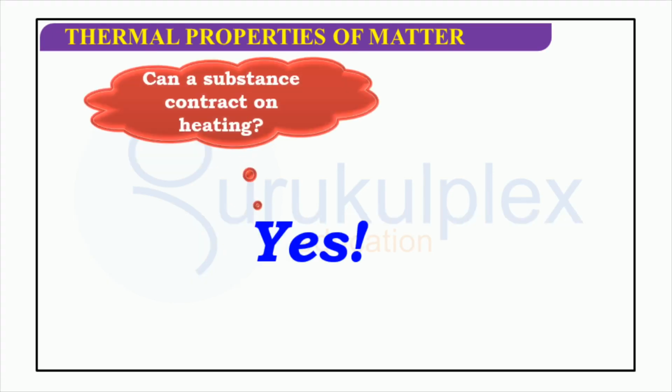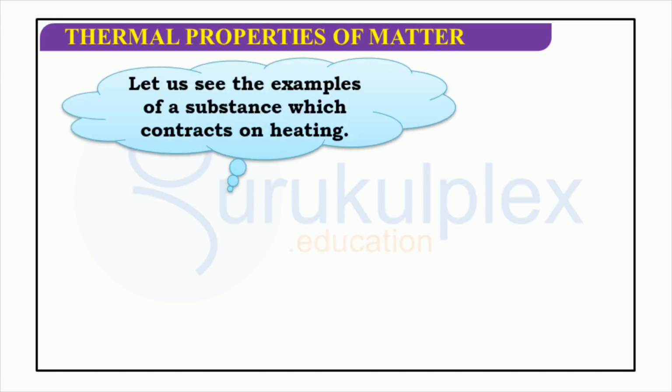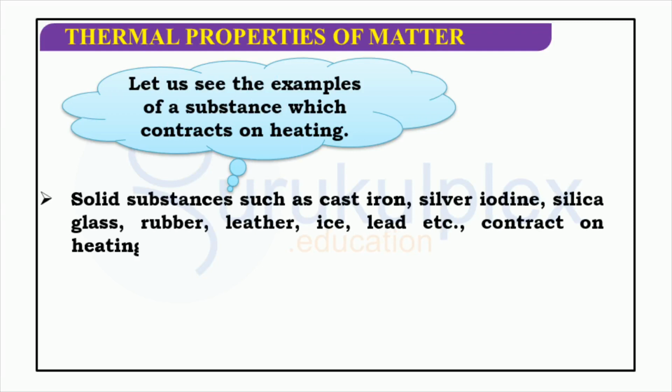Substances can contract when heated. Examples include cast iron, silver iodide, silica glass, rubber, leather, ice, lead, and many more. The thermal energy in the material causes the molecules to move closer to one another, resulting in a size decrease. How much contraction occurs and how it is measured can depend on the material.